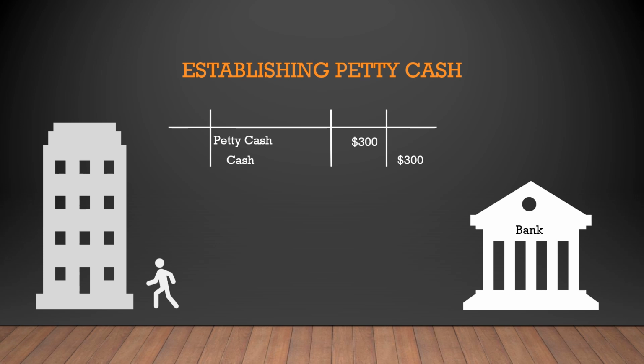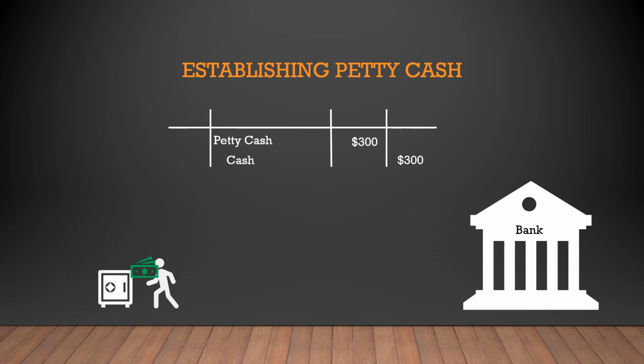Once he returns, he puts that money in a lockable cash box. I couldn't find an icon for a cash box, so I chose a safe, but the idea is the same. Back to the entry, we credited cash because those funds are no longer in the company bank account. They're in the office in the cash box, represented by our debit to petty cash.